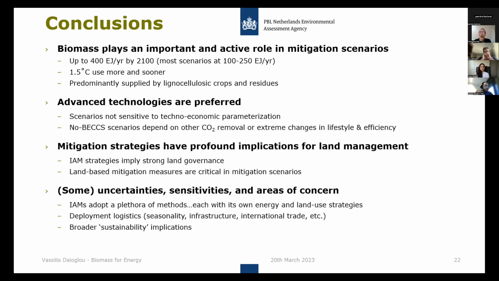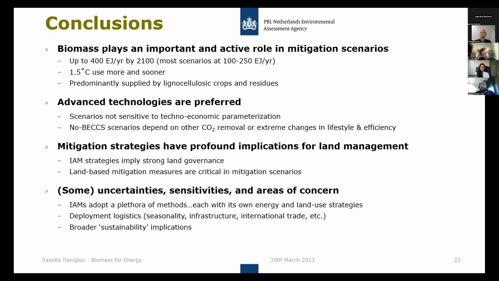So jumping into some conclusions. Yes, biomass plays an important and active role in mitigation scenarios. This is clear, there's broad agreement on that, up to 400 exajoules per year by 2100, but most scenarios really show 100 to 250 exajoules. So that is, according to today's energy use, somewhere between, I don't know, a fifth and a third of our current energy use. In the long-term projections, it's more than 10 to 20%, but it's still a huge chunk of our energy use.